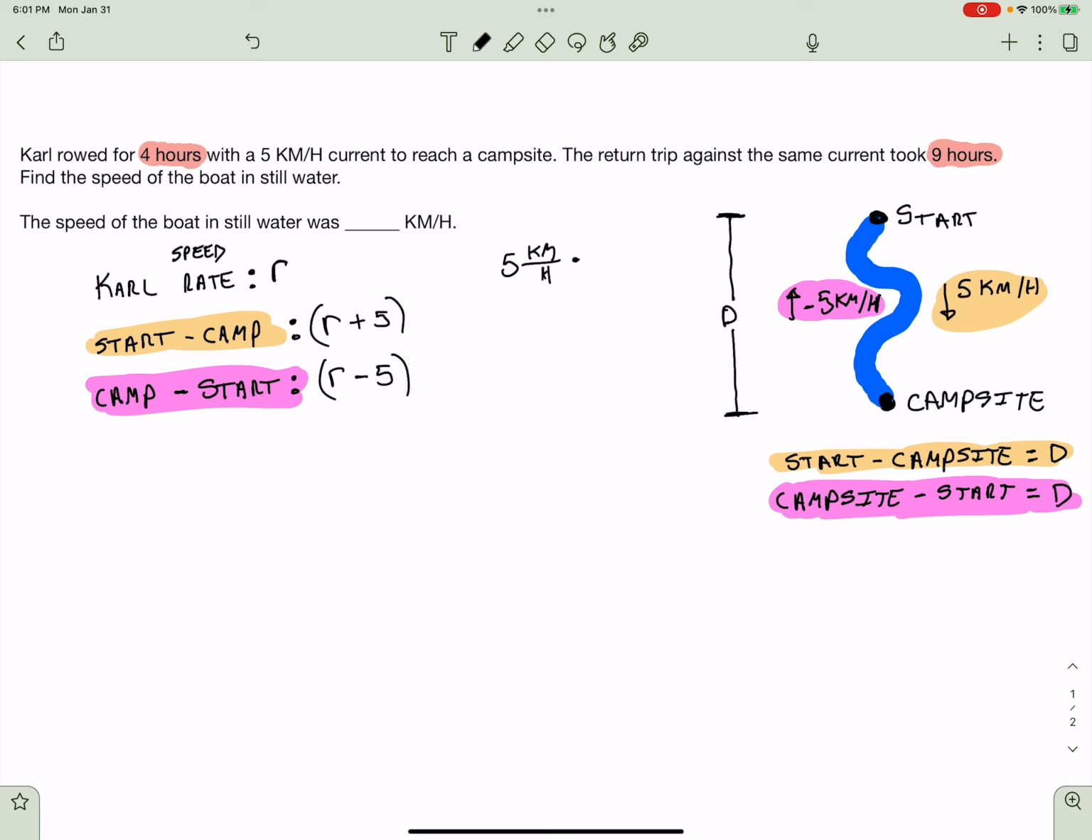You may be wondering how this helps us. Well, I'm going to erase the 4 hours and the 9 hour highlighting, and I'm going to go back and say, we know the return trip, which is the campsite to start, going back up the river. That took us 9 hours.